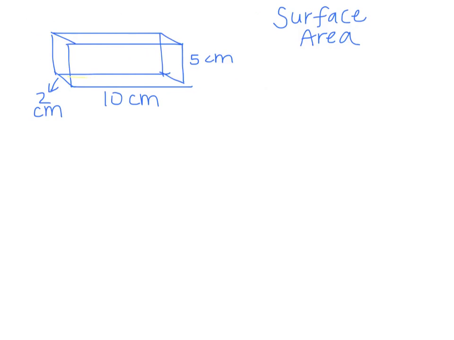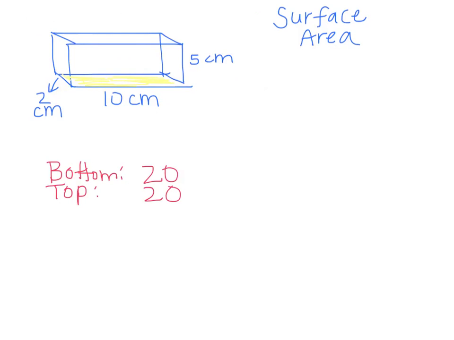So I'm going to kind of do a little bit of shading to help us see these. I'm going to start with the bottom. You guys can see I'm shading this bottom in. Now the nice thing is that the bottom is the exact same as the top. So I'm going to find the area of the bottom. If I look at the bottom, it looks like it's 2 by 10. So the area of the bottom is 20 centimeters. It's just a rectangle. Okay, so the top is also 20.